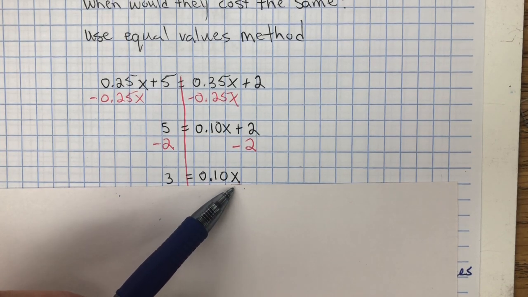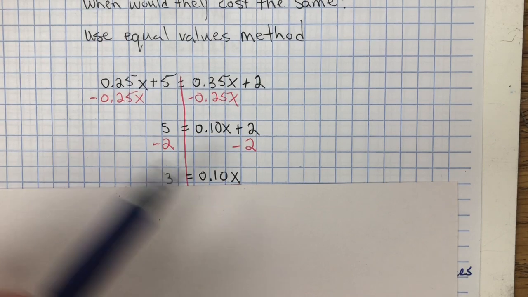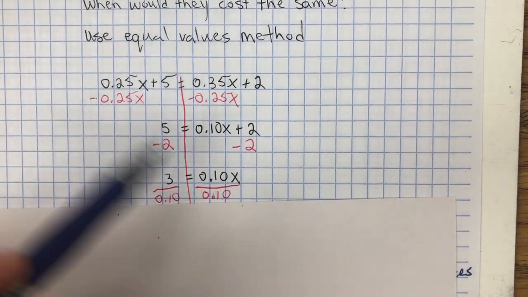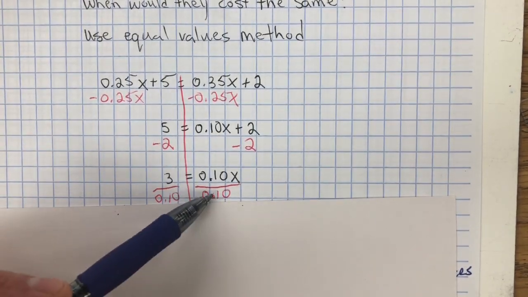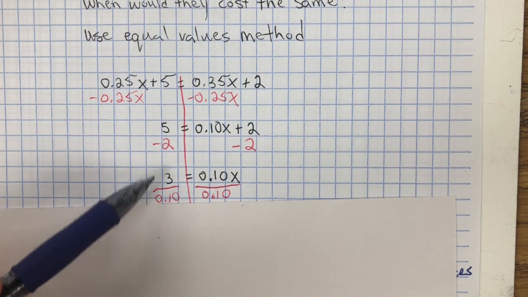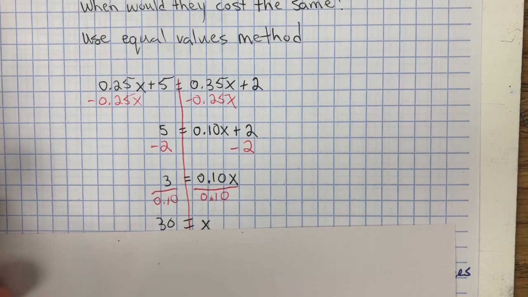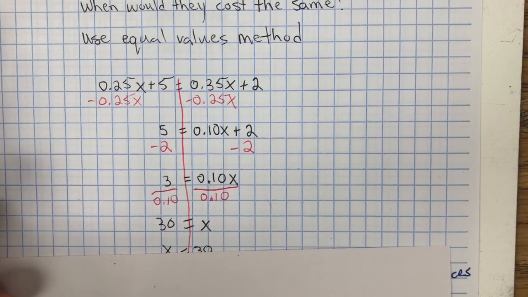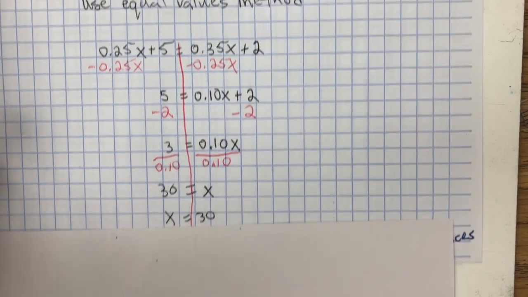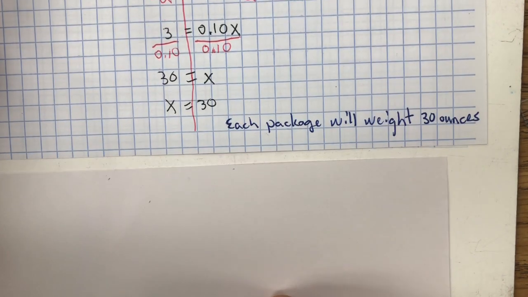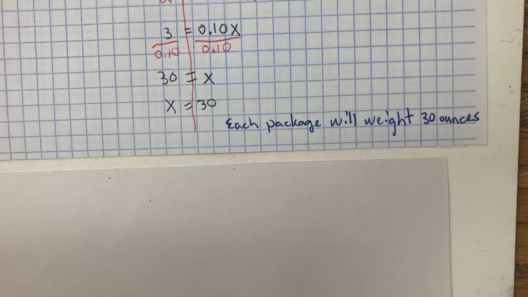We have .10x, so it's multiplication. Inverse property of multiplication is division. Created the giant 1 here. What you do to one side, you do to the other. So 3 divided by .10 equals 30. So x equals 30. So each package will weigh 30 ounces.